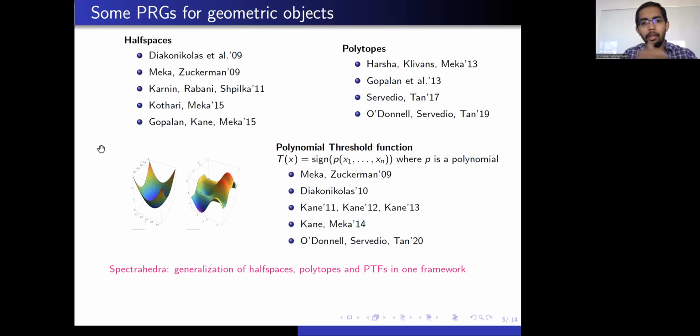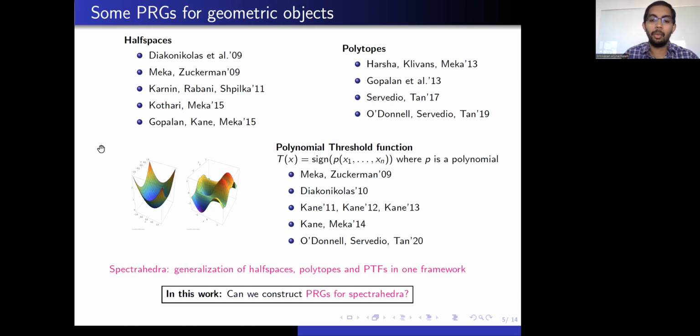And in a way, putting all these three things together, spectrahedra naturally generalize half spaces and polytopes, and in a way also generalize polynomial threshold functions, because you can view the determinant of a matrix kind of as a polynomial in the dimension of the matrix. There's a slightly deeper connection to this, but I won't get to that in this talk. So in a way, spectrahedra generalize this line of work on fooling half spaces, polytopes, and PTFs. And the question that I'm trying to address in this talk is, can we construct pseudorandom generators for spectrahedra?